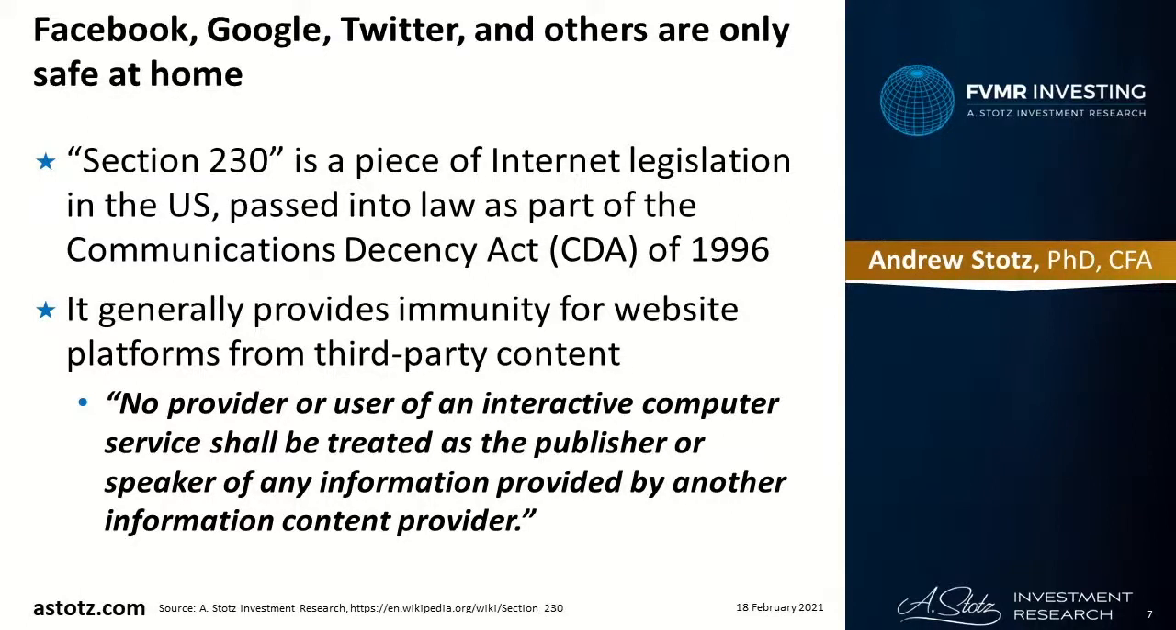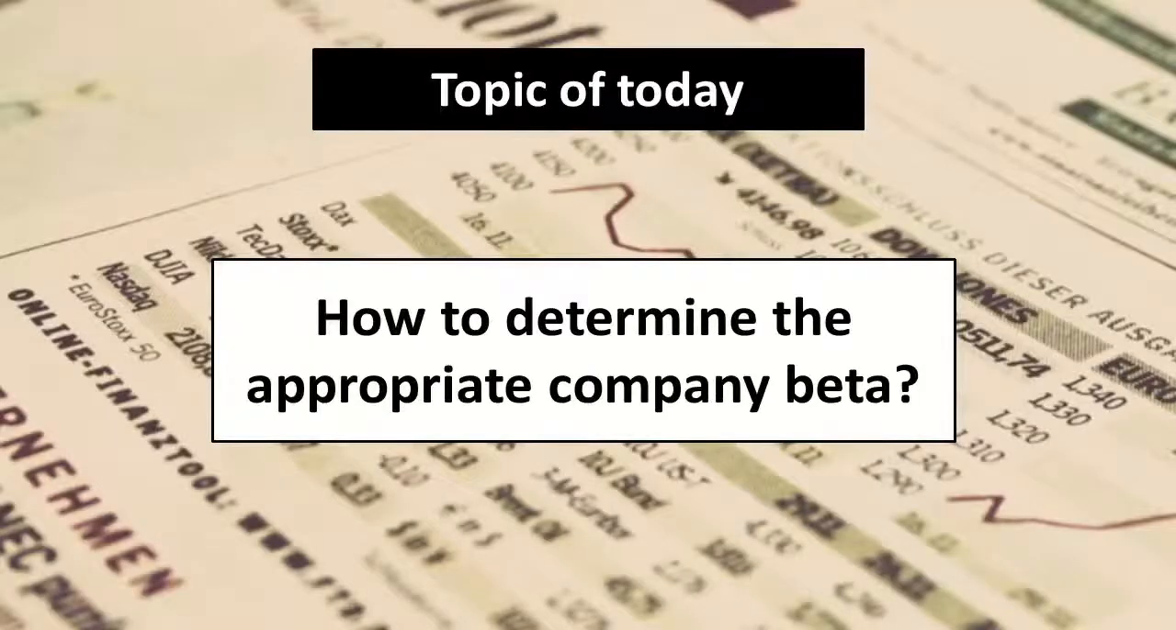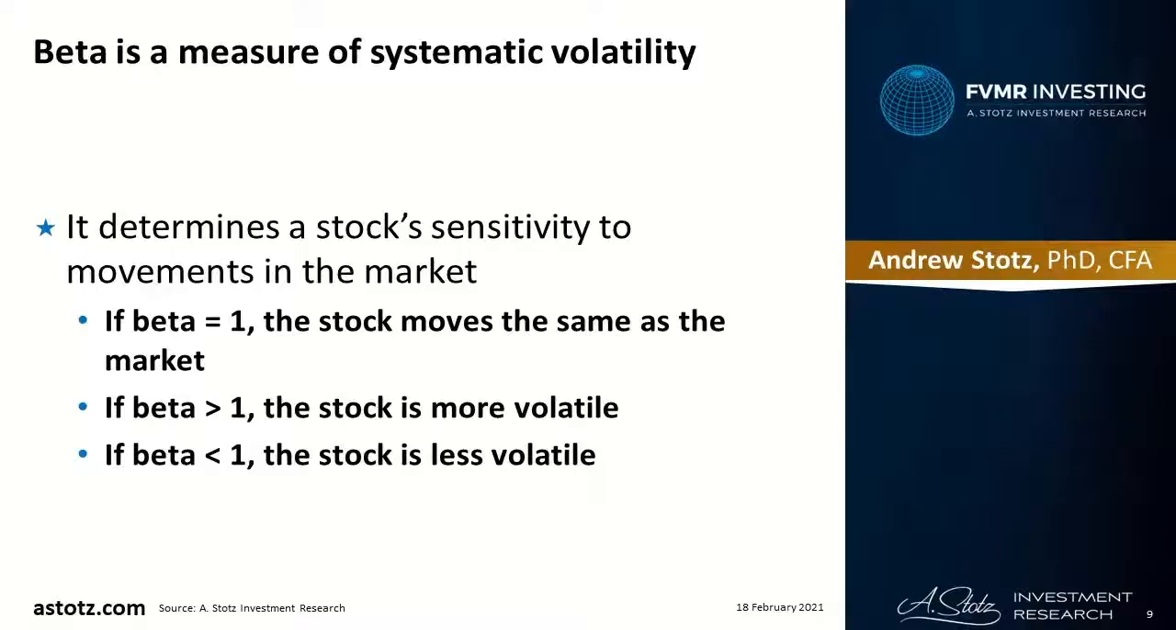So let's get into the topic of the day, how to determine the appropriate company beta. Well, of course, beta is a measure of systematic volatility. We call it risk sometimes in the world of finance, but truthfully, it's not really risk. It's just a measure of volatility. It determines the stock's sensitivity to market movements. If beta is 1, the stock moves the same as the market. If beta is greater than 1, the stock is more volatile. If beta is less than 1, the stock is less volatile.